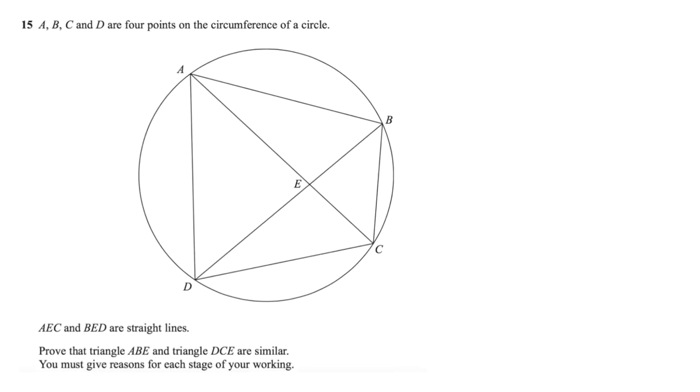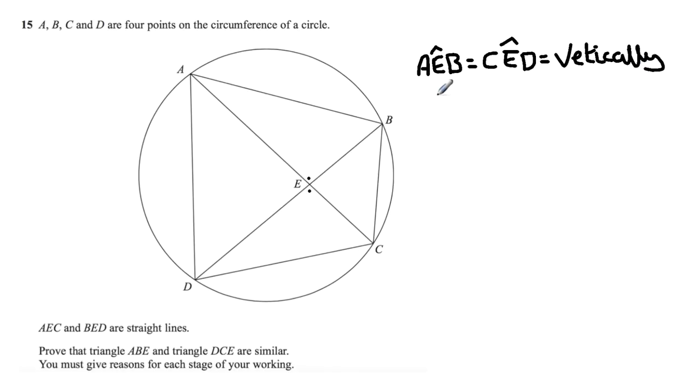So the first thing I notice is that these angles over here are vertically opposite. So therefore, they are the same. So angle A, E, B equals angle C, E, D. Vertically opposite.